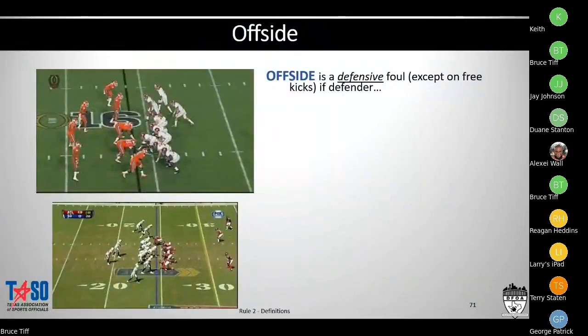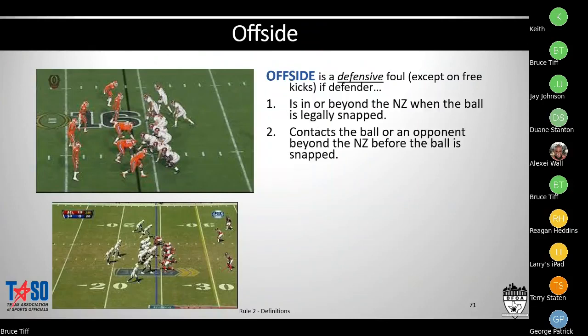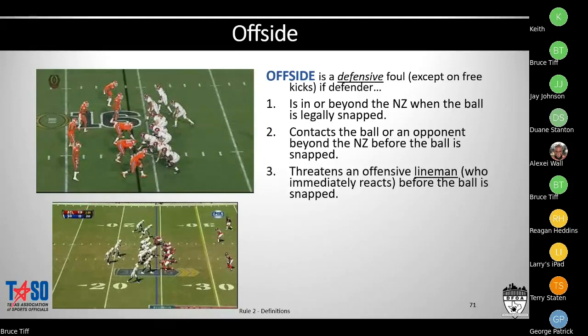So offsides, next topic. Offside is a defensive foul, except on free kicks. If the defender is in or beyond the neutral zone when the ball is legally snapped, contacts the ball or the opponent beyond the neutral zone before the ball is snapped, threatens an offensive lineman who immediately reacts before the ball is snapped, which means they need to be either head up. What we mean when we say head up is right across from one another, or adjacent, meaning diagonally left or right of that offensive lineman.